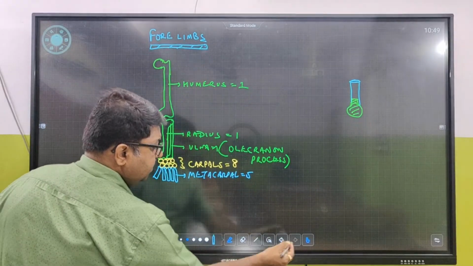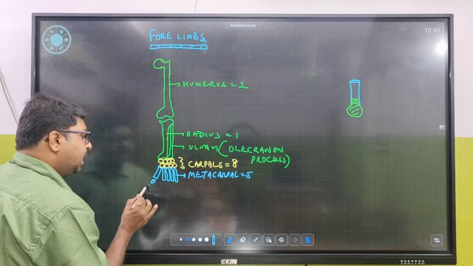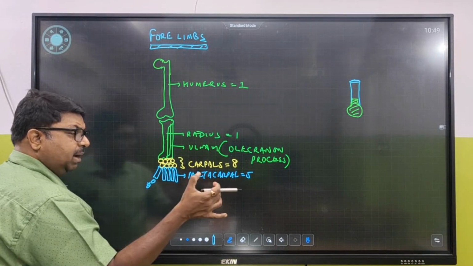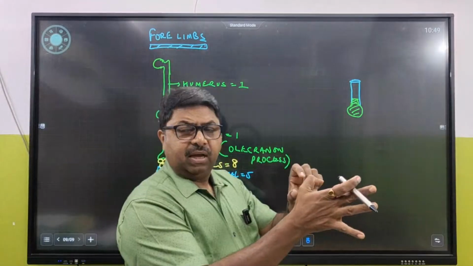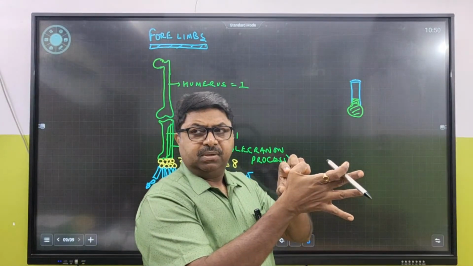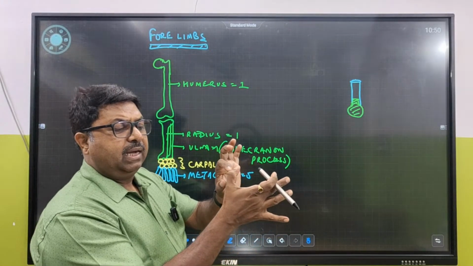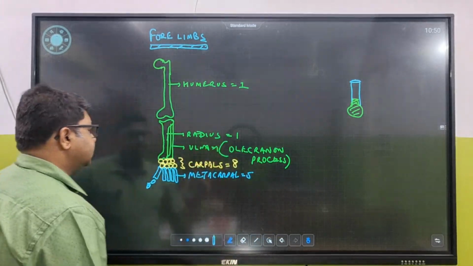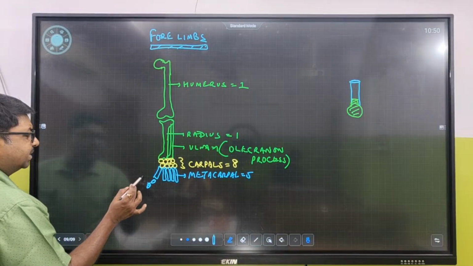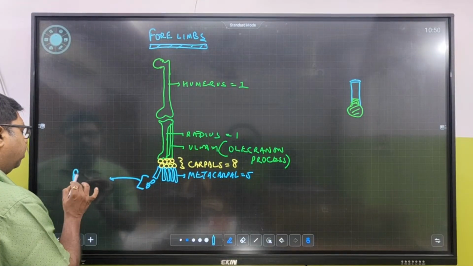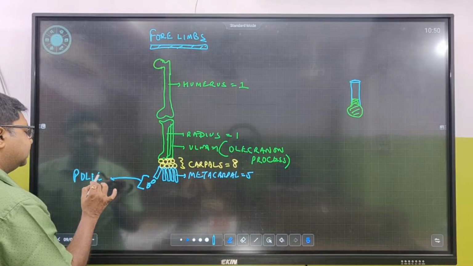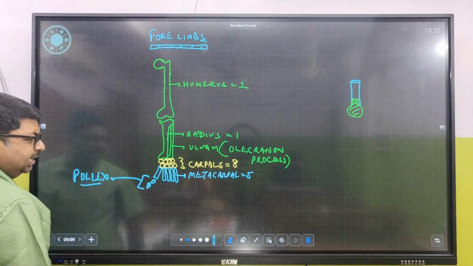And then these are the 2 phalanges of the thumb. So from this to this is a metacarpal, and there are 2 bones which are called phalanges. So in the thumb there are 2 bones. The thumb in medical terminology is called pollex. In case of legs, the greater toe is called hallux.